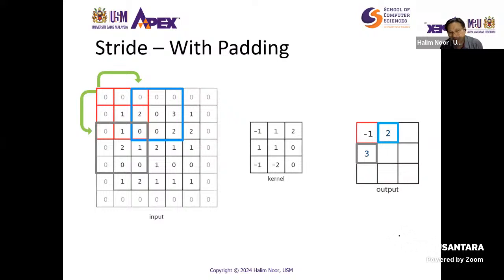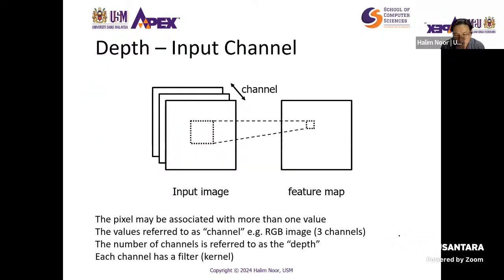Now if you have padding, of course, the output dimension will be larger, because of the padding. But still, as you can see, it further reduces the output dimension. So this is stride. Then the last parameter is depth.